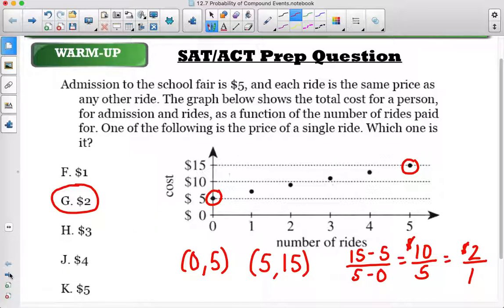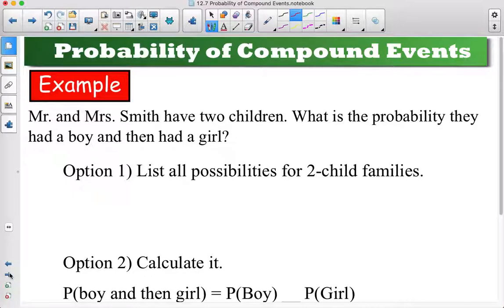Today what we're working on is calculating the probability of what we call compound events. Compound events are when there are two events that we're discussing, compound meaning multiple. So here's a situation, an example. Mr. and Mrs. Smith have 2 children. What is the probability they had a boy and then they had a girl?